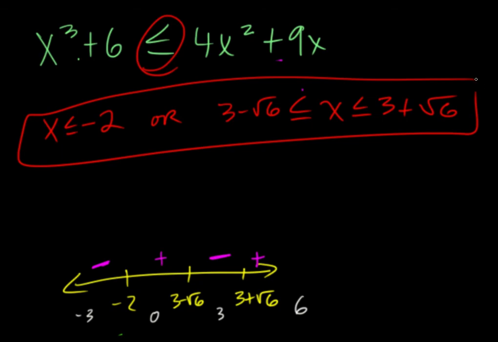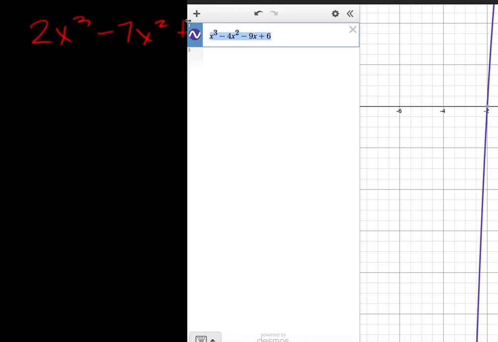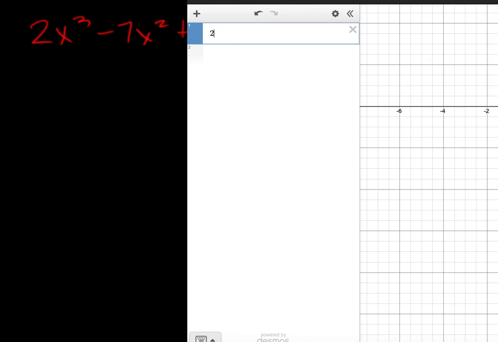Okay, we're going to try another one. This time we have 2x cubed minus 7x squared plus 5 is greater than x minus 5. Okay, so we're going to solve this one graphically. So what we're going to do is we're just going to graph both of these on the same pair of axes.